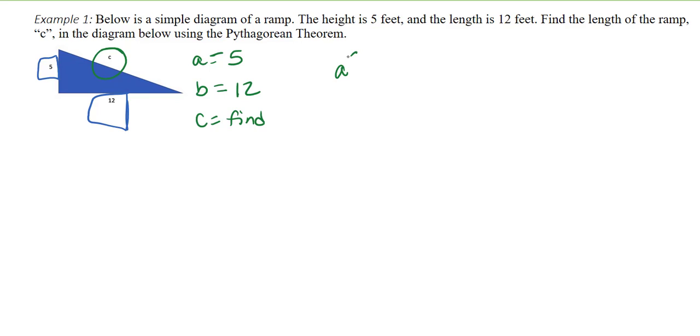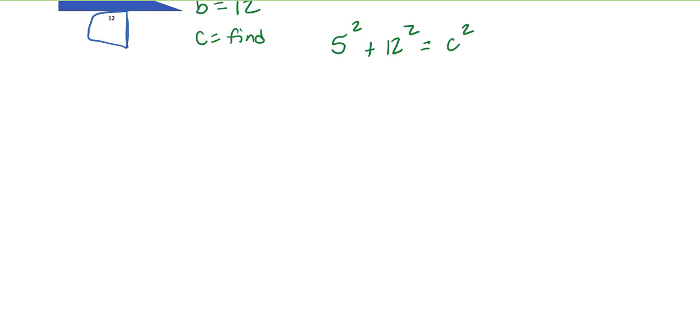So we have A squared plus B squared is equal to C squared. So what's A? That's 5 squared plus B, which is 12 squared, which is equal to C squared. Now, 5 squared is just 5 times 5. The base number and the exponent tells us how many copies we have of it. So we just go 5 times 5, so that's 25. And then 12 squared is 12 times 12, which is 144. And that's equal to C squared.